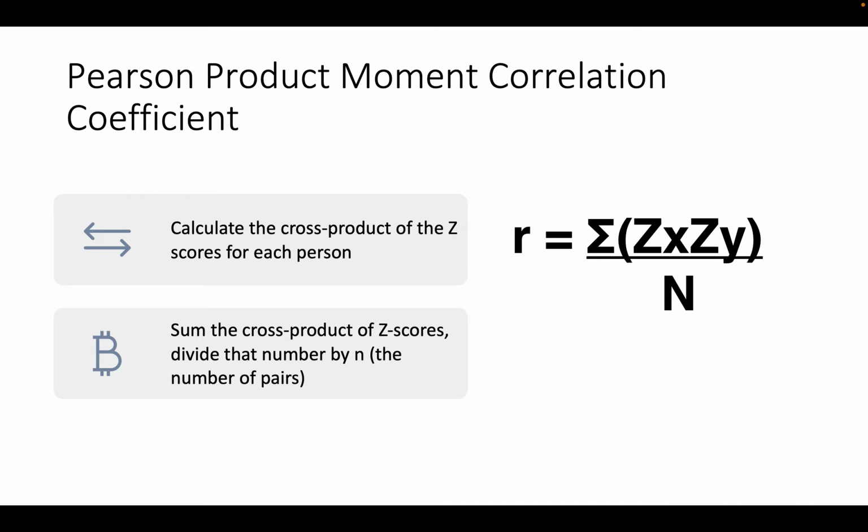So here's the formula for computing a Pearson r correlation. And we aren't doing this by hand, but just so you're aware of how they're calculated, I wanted to throw this up here. You calculate the cross product of each person's z-scores, so multiply the z-score for ACT and the z-score for GPA. Then you sum all the cross products, divide by the number of pairs, and you get a Pearson product-moment correlation. So if you had 30 participants who each reported GPA and ACT, you'd have 30 pairs of GPA and ACT scores that you would use to calculate this coefficient.